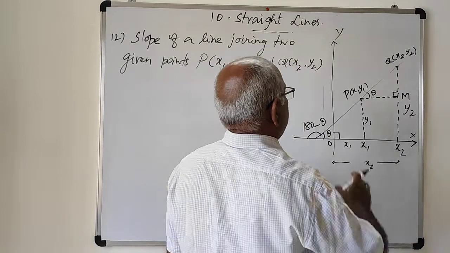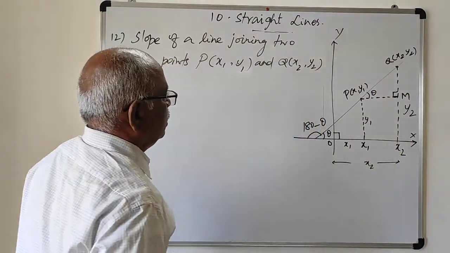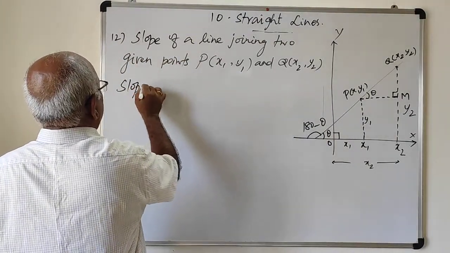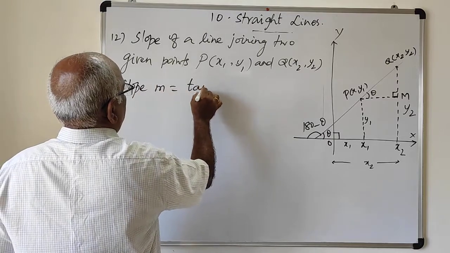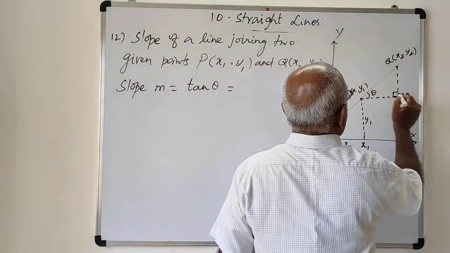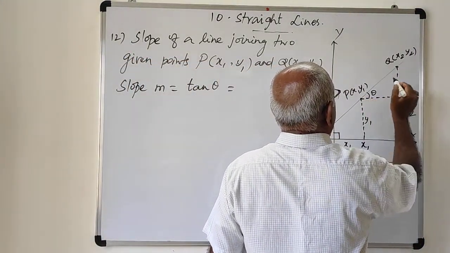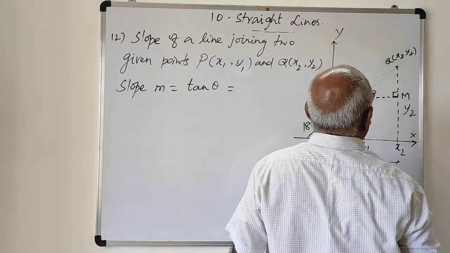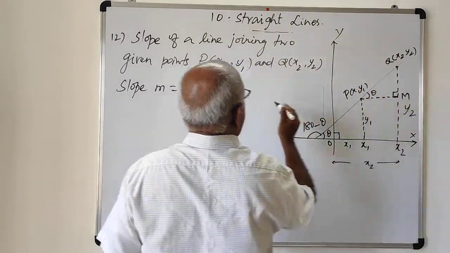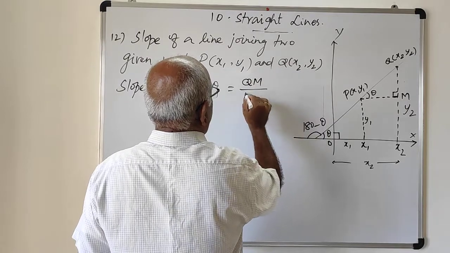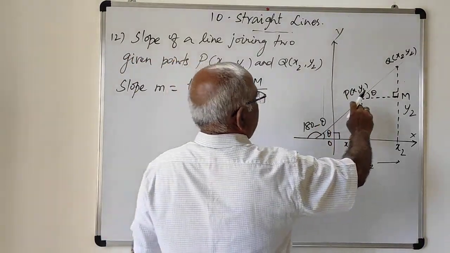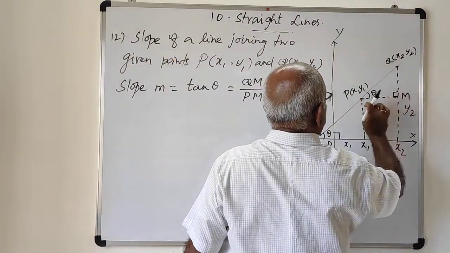Now I am going to find out the slope of this line PQ. The slope of the line joining the 2 points, slope m, is equal to tan theta in the triangle PMQ. It's a right angle triangle. Tan theta is opposite by adjacent, that is QM by PM. Opposite is QM, adjacent is PM.